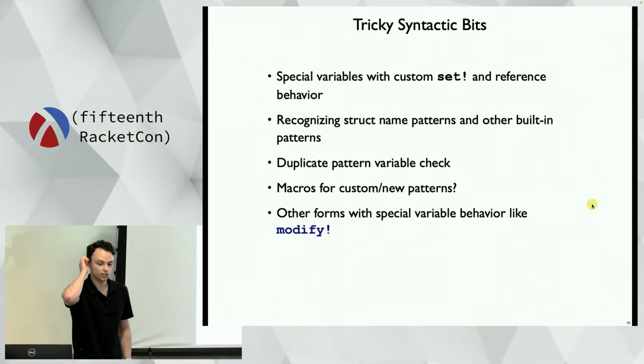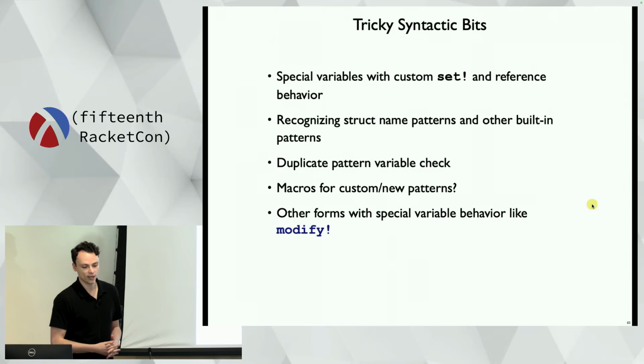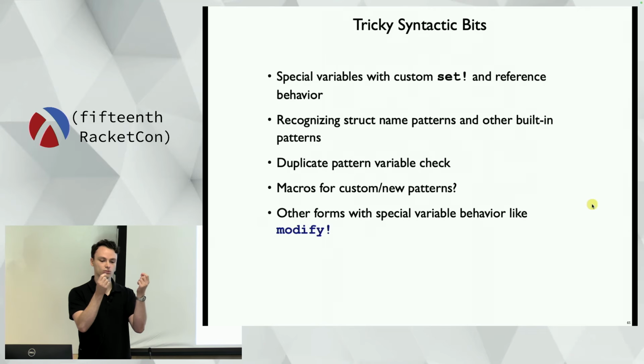And so before we get into the implementation, there are a few tricky bits that we need to think about. We have this special variable behavior. We want to customize the behavior of set bang and references so it does something different than as if you just bound it to a value. We have struct name patterns, like the posin pattern, so we have to have a special case for that. We want a duplicate pattern variable check, so if you have x and x in a pattern, we don't want to allow that because what should that do?